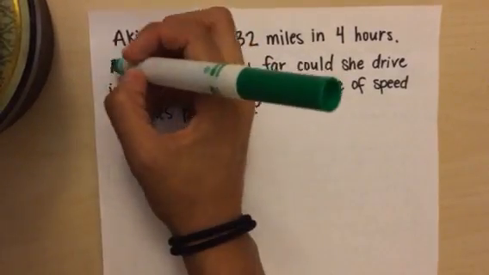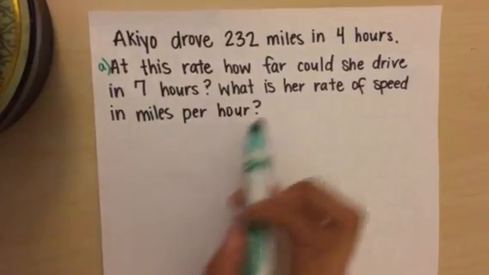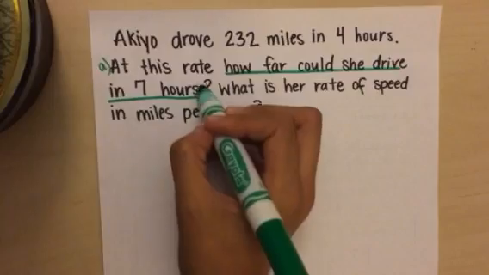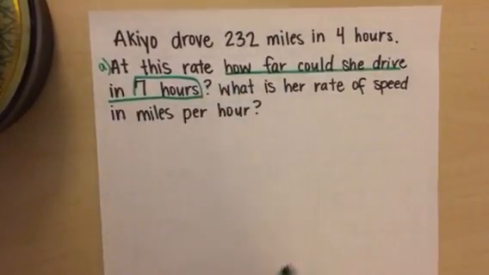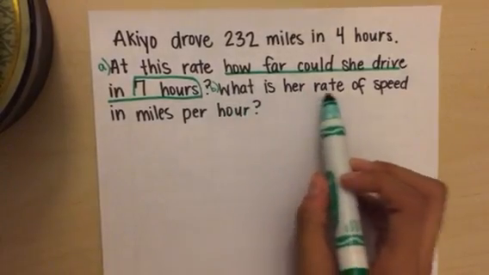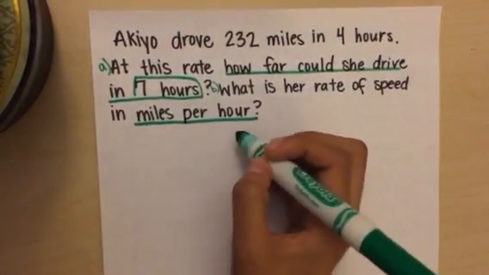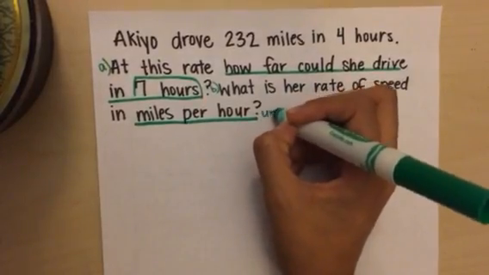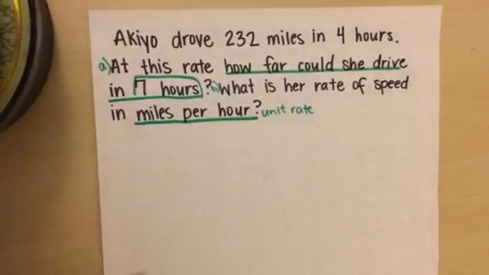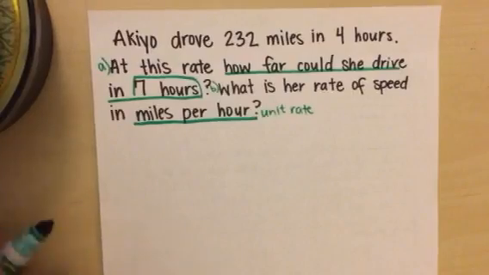The first part of the question, let's call this part A, is asking us how far could she drive in 7 hours? And the second part of the question, let's call this part B, is what is her rate of speed in miles per hour? And this is actually going to be a unit rate. So we're going to have to solve two different problems in this one problem. All right, so let's get started.